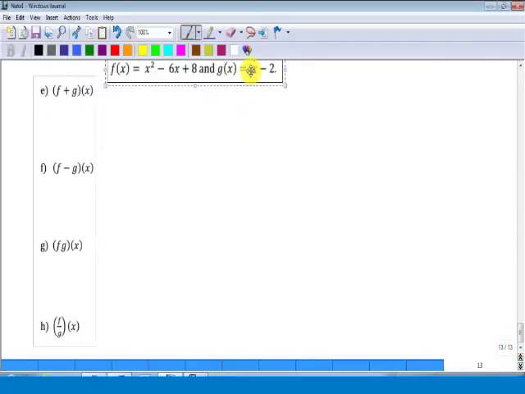So those are the functions. We've got their domains. All real numbers in the domains of sum, difference, and product. Everything but the number 2 in the domain of the quotient. Let's write these expressions and simplify as much as possible.